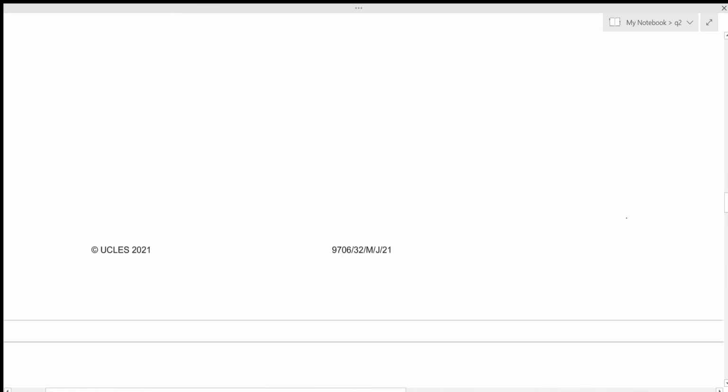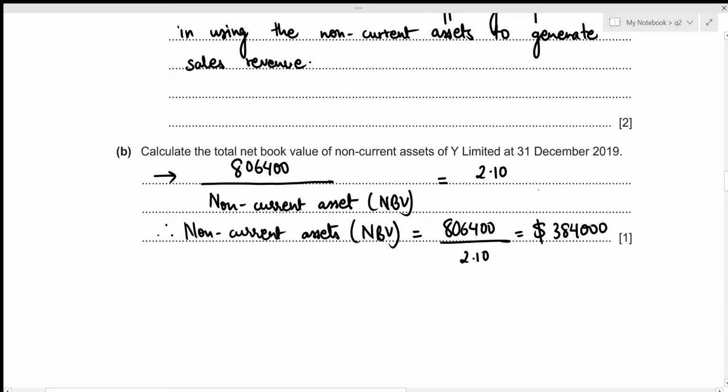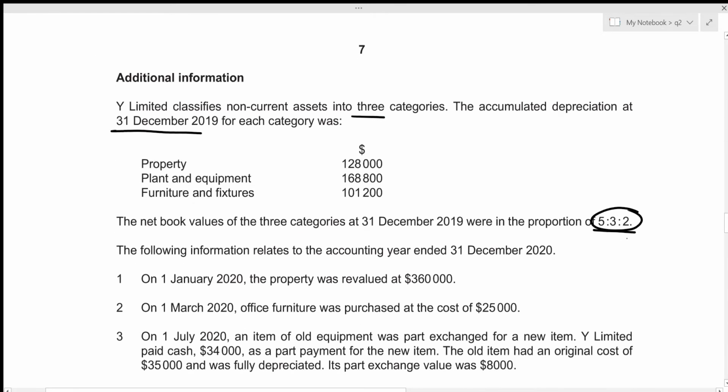Let's have a look above. We figured out the total non-current assets net book value to be 384,000. Let's divide this. So that's the total of 384,000. And for property, we can see that out of 10 parts, 5 parts belongs to it, right? So the net book value is just going to be the total of 384,000 times 5 out of 10, right? Which gives the net book value of property at 31st December 2019 to be 192,000.